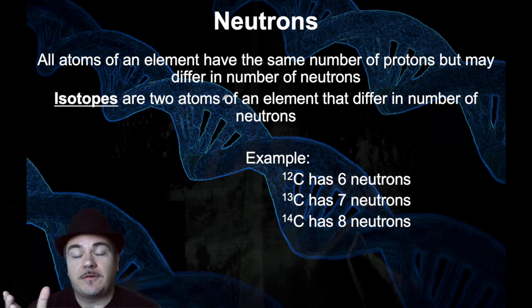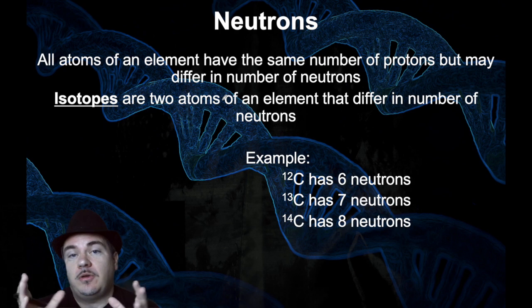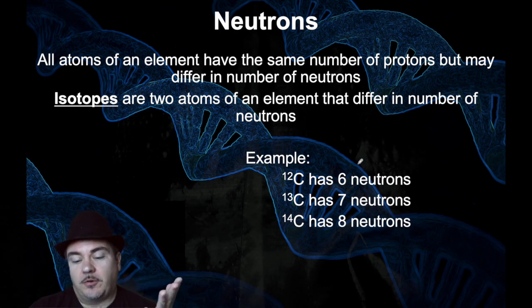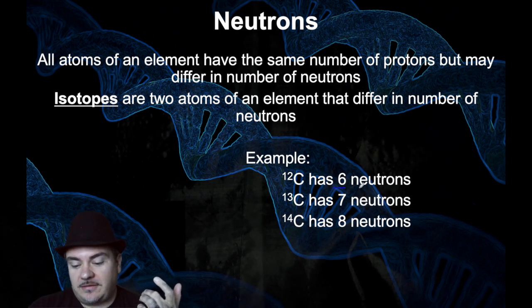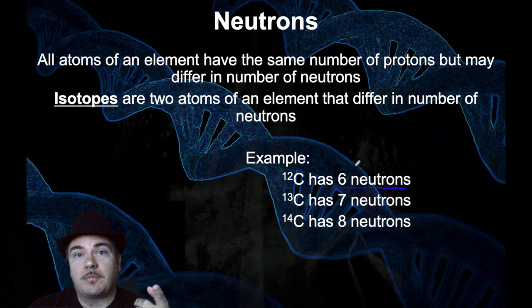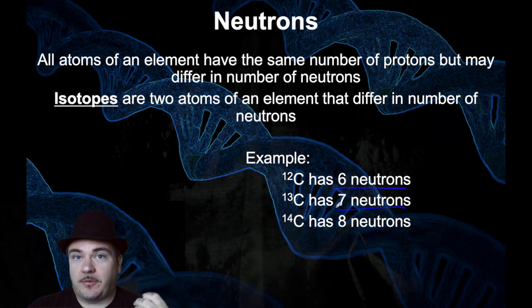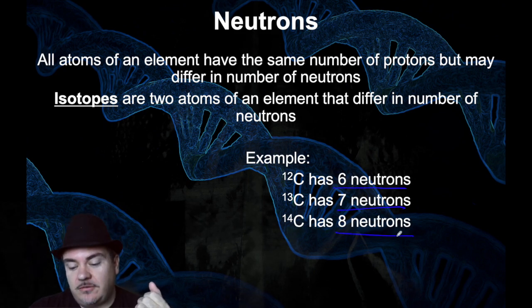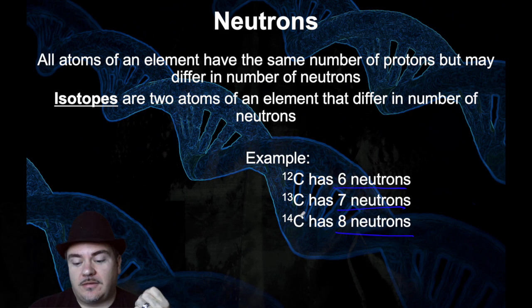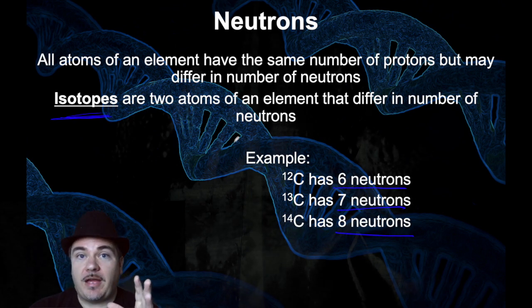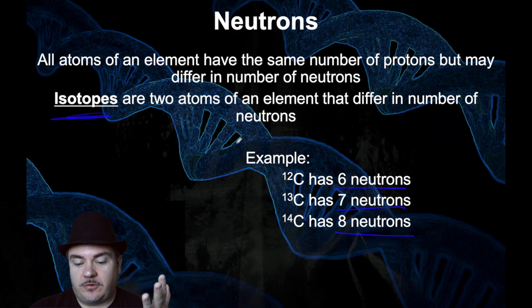But there are different types of carbon. You can have a carbon that has 6 protons, because it always has 6 protons, and 6 neutrons. Or you can have a carbon that has 6 protons and 7 neutrons. Or a carbon that has 6 protons and 8 neutrons. These are all carbon because they all have 6 protons, but they have different numbers of neutrons. So there's a name for that. Those are called isotopes. Isotopes are the same element but with different numbers of neutrons.